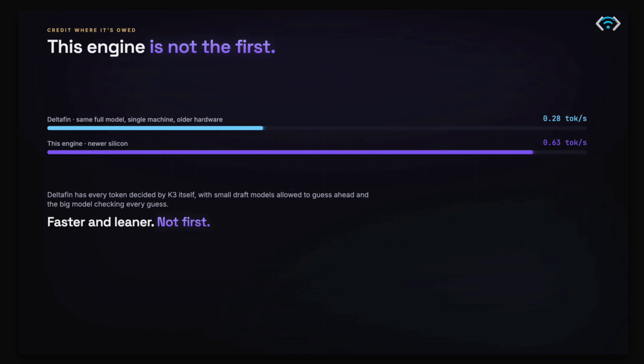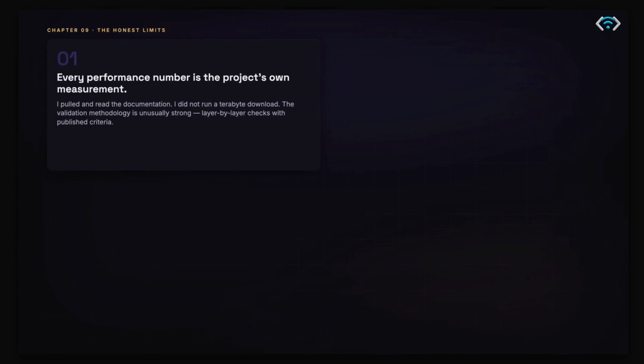Its published number on older hardware is around 0.28 tokens per second. So the fair statement is, this engine is leaner and roughly twice as fast on newer silicon, faster and leaner, not first. Two independent teams landing on the same trunk and stream shape within weeks tells you this is where the physics points, not one person's trick.